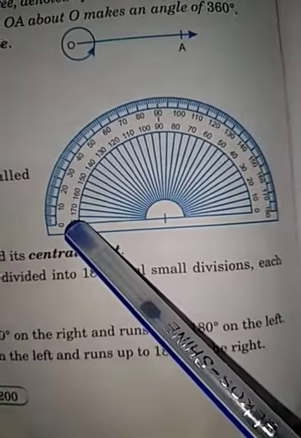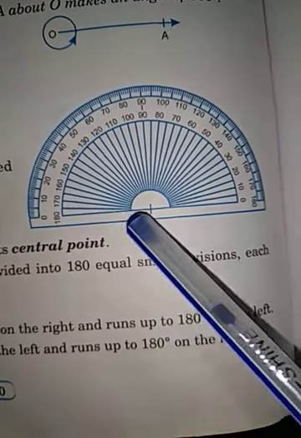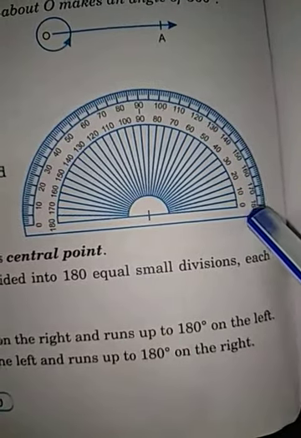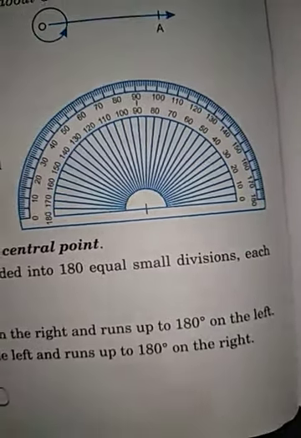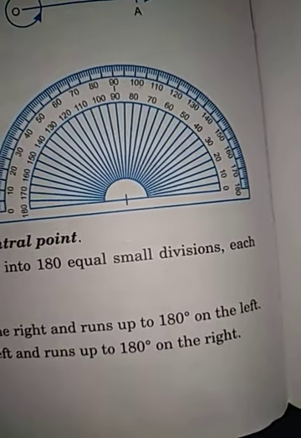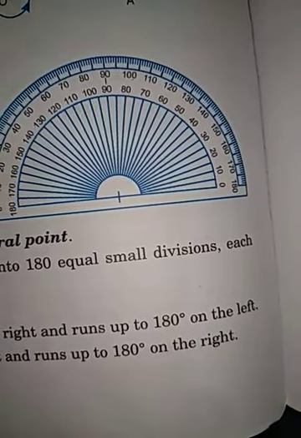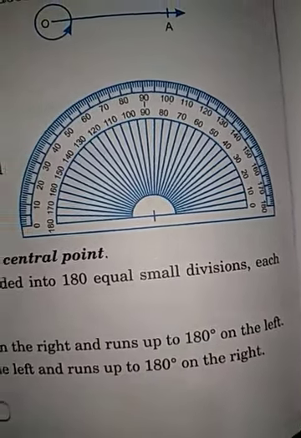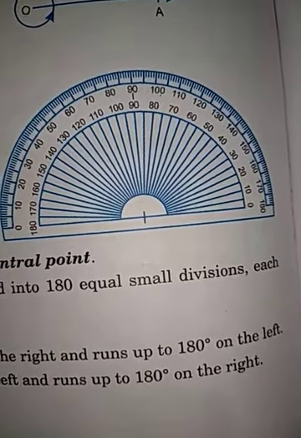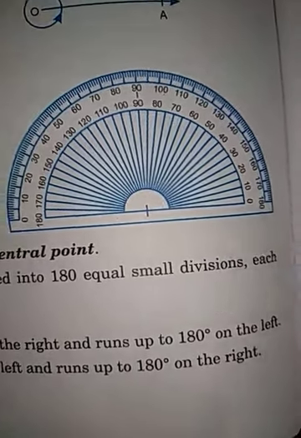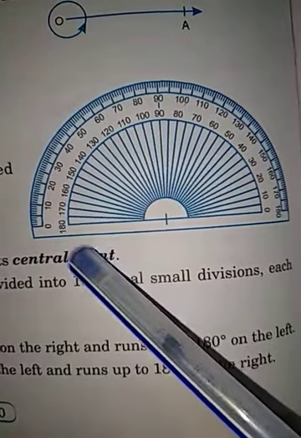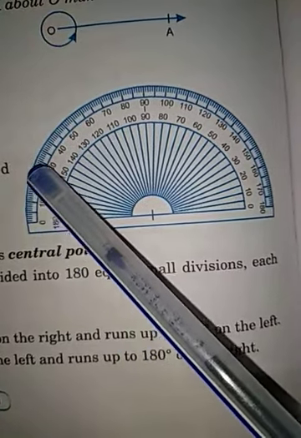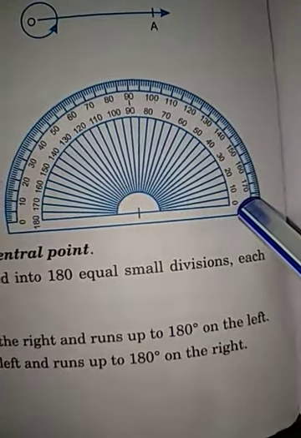You see, this is divided into 180 equal parts, and each small division measures 1 degree. A protractor has two scales: the inner anticlockwise scale, which you see here, and the outer clockwise scale, 0 to 180.